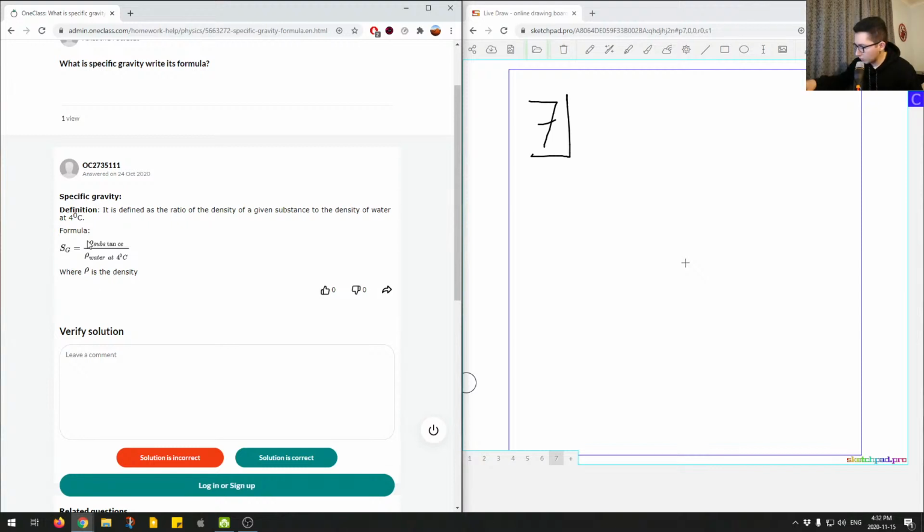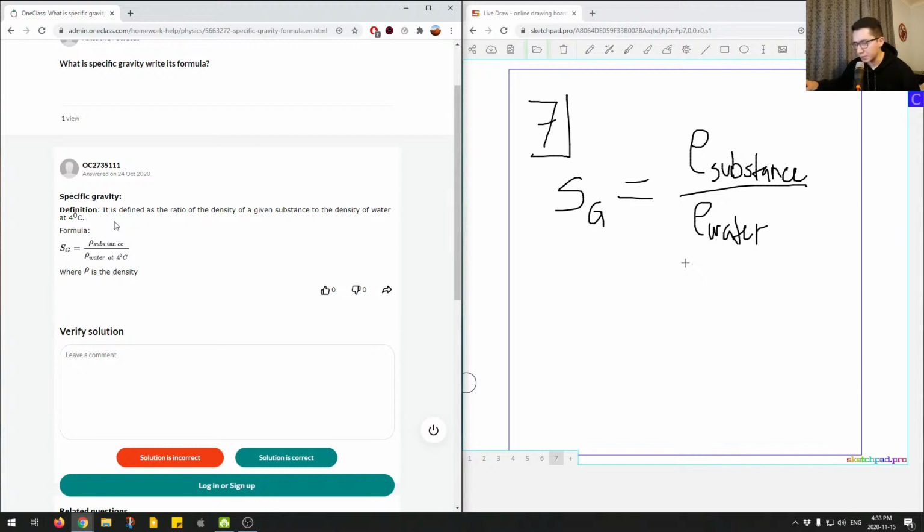So specific gravity represented by S, and we have subscript G is equal to the density of some substance or material. So this value would be found in a table. So usually you'd be given this value in the question if you're given a certain math problem to calculate, or if you want to calculate the specific gravity divided by the density of water at 4 degrees.